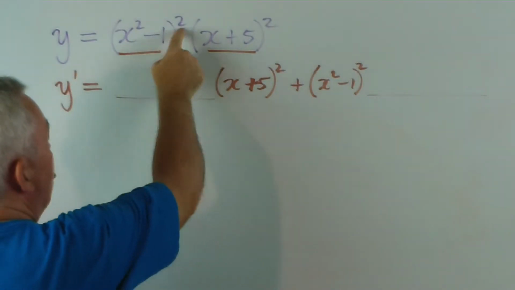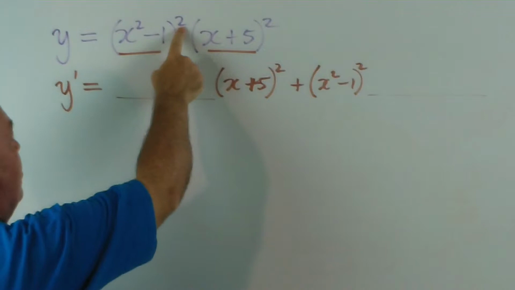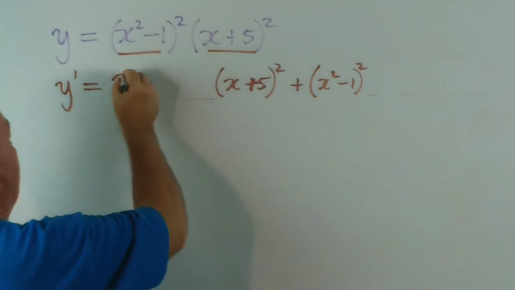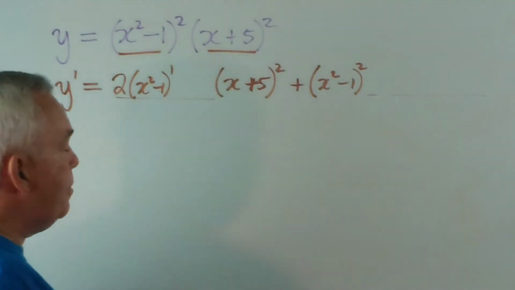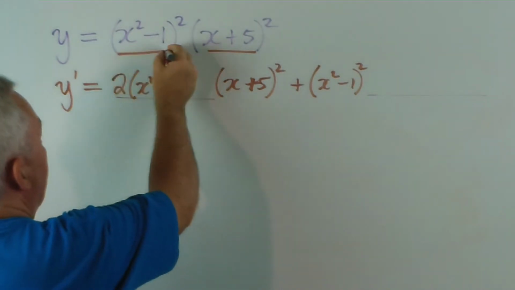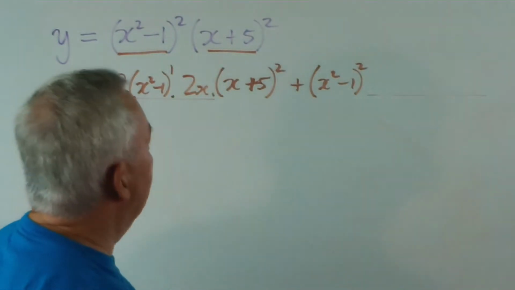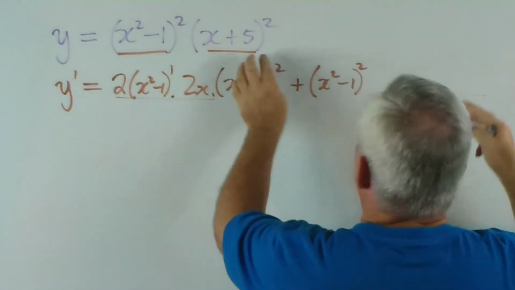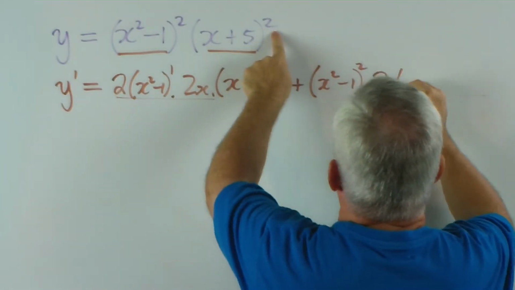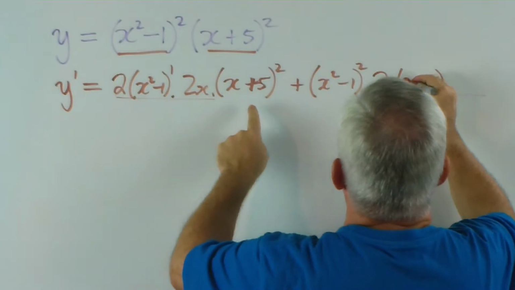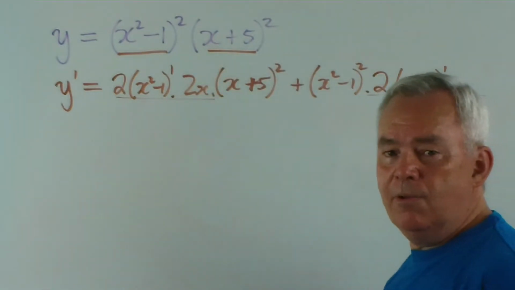Now, what's the derivative of this? It's a chain. It's a function of a function. So we deal with the outside function first. What's the derivative of something squared? Well, it's 2 times whatever that was to the power 1. I will write it in. Times the derivative of what's inside. What's the derivative of x squared minus 1? It's 2x. Now, moving to this one, this is a chain as well. We deal with this power first. The derivative of something squared is 2 times that to the power 1 times the derivative of what's inside, and the derivative of x plus 5 is 1.